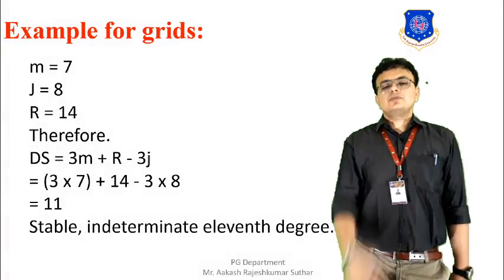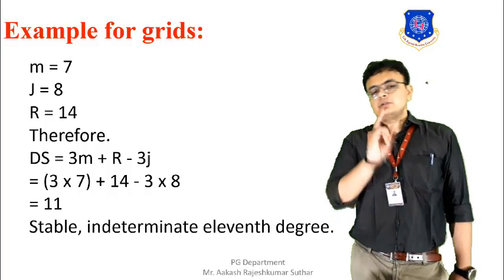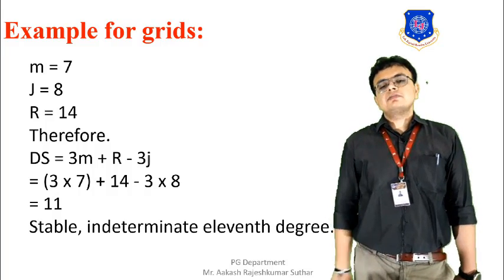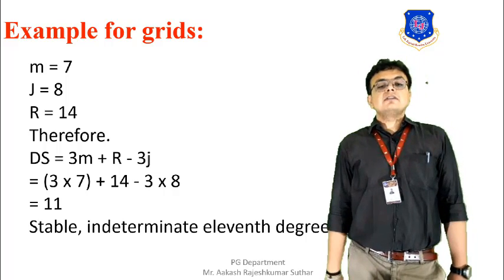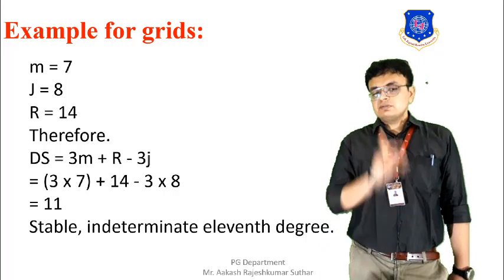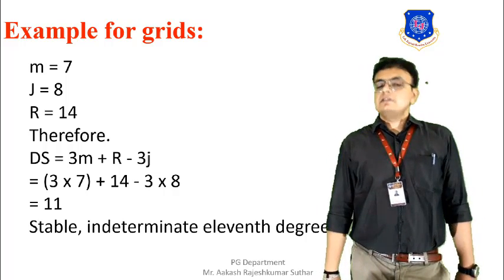Now we just have to place it in our formula. 3m plus r minus 3j: 3 into 7 plus 14 reactions minus 3 into 8 joints. So finally we are getting the value of 11. Hence we can say that our grid is stable and indeterminate to the 11th degree.